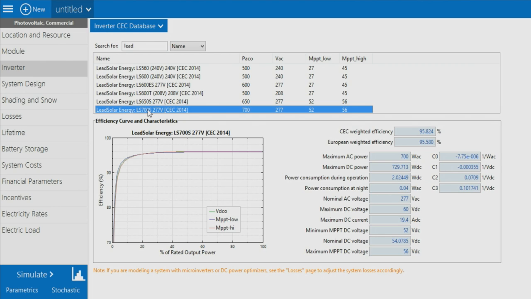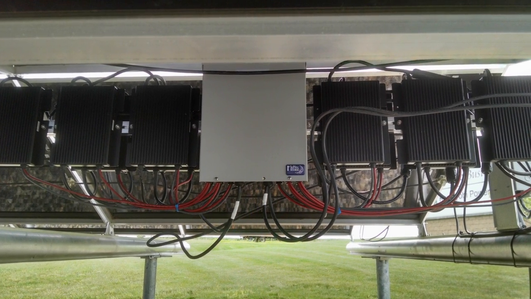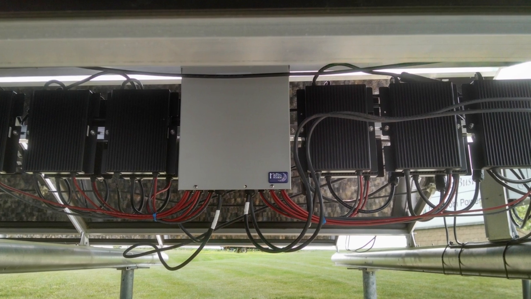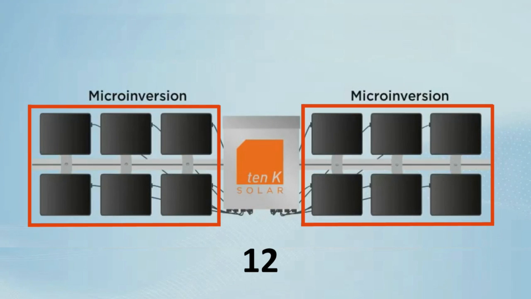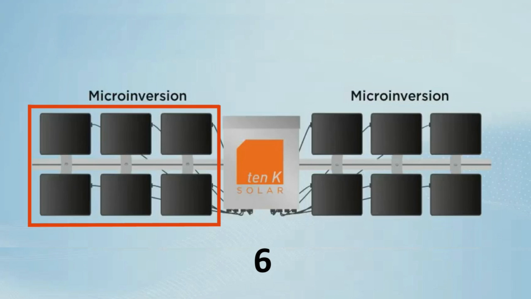Remember that the 10K solar inverter buses are actually groups of microinverters that are connected together on a common DC bus. A full inverter bus generally includes 12 microinverters. A half inverter bus generally includes 6 microinverters.